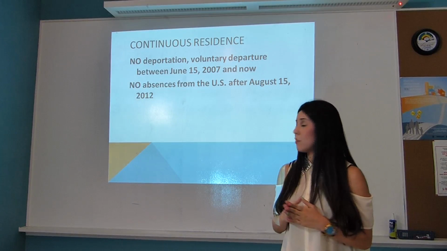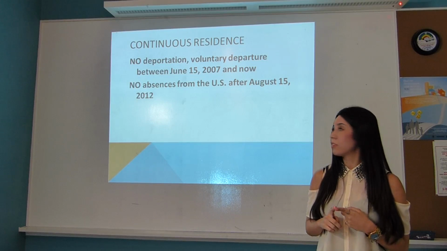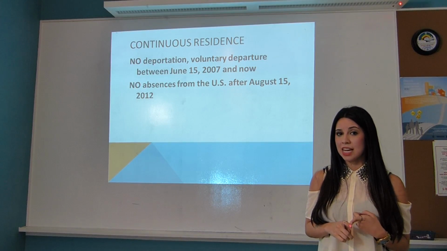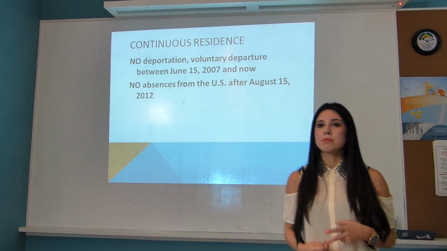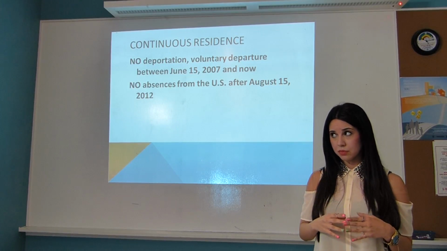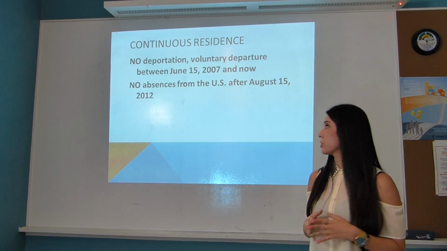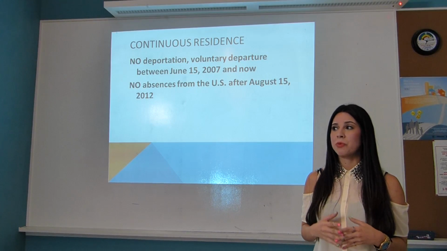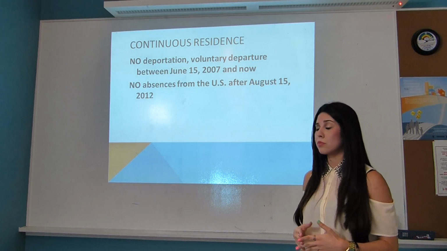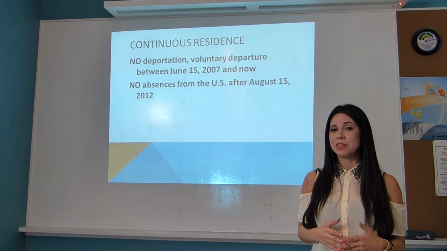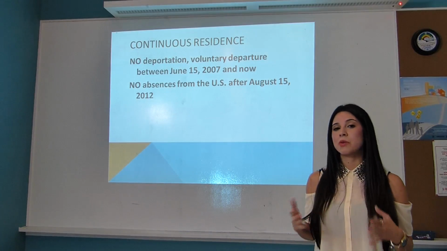So, for continuous residents, they could not have been deported after June 15, 2007, and they couldn't have signed voluntary departure either. If they have some sort of conflict or some kind of situation where they had contact with immigration authorities, we usually ask them what that entailed, and we usually ask them, did you sign anything? Did you take any pictures? Did they take your fingerprints? If they say yes, but they don't know if that was exactly voluntary departure, that is something that we will need to figure out.